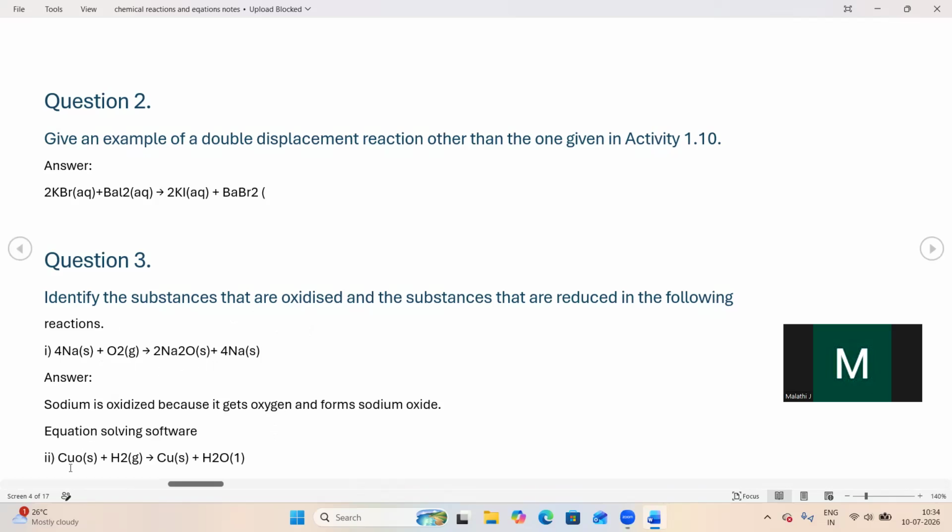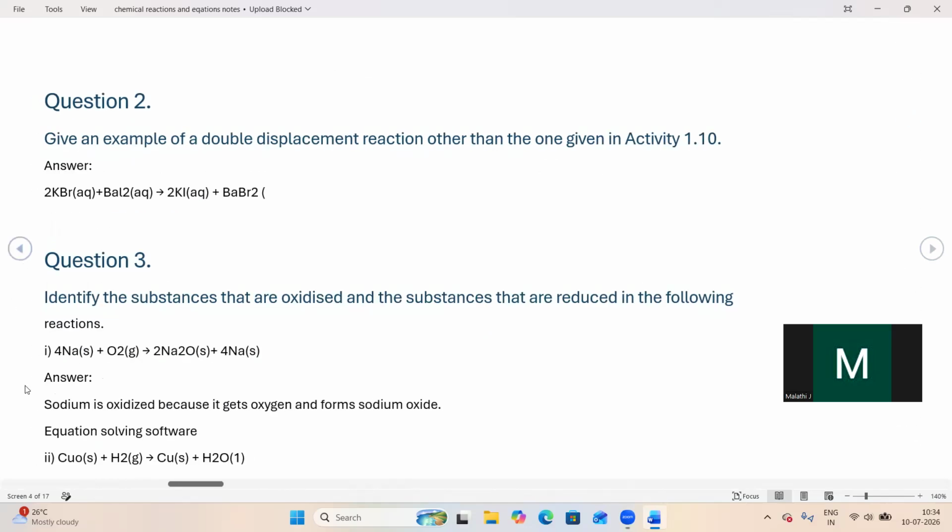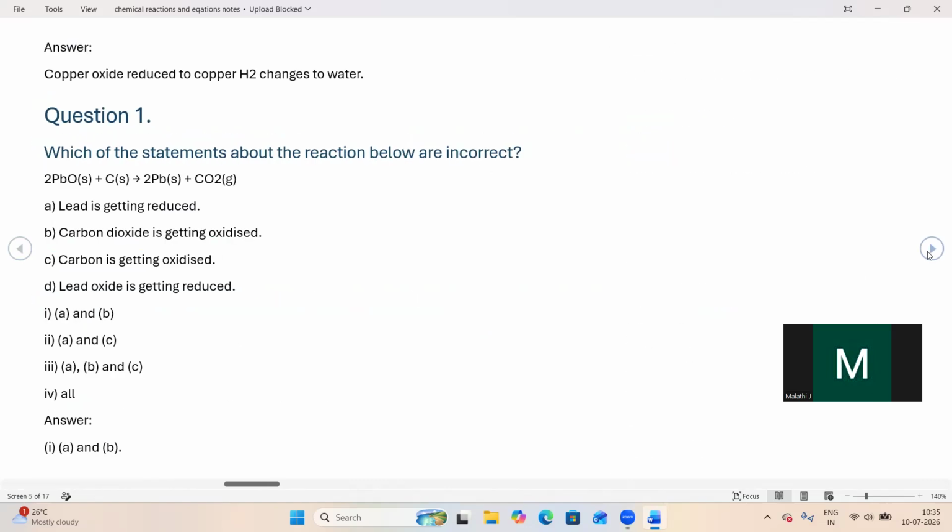Then one more equation: CuO plus H2 gives rise to Cu plus H2O. Here what is happening, oxidation or reduction? If you observe, copper oxide is reduced. CuO becomes Cu. That is reduction. So you should write that down.